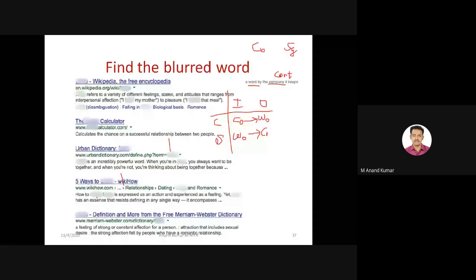But just think of the reverse. I'm giving only the word love to the machine, and I'm asking the machine to fill in all the other words, all the remaining words in the slide. I'm not showing the slide to you. I'm keeping it to myself. I'm asking you to fill in all the remaining words.